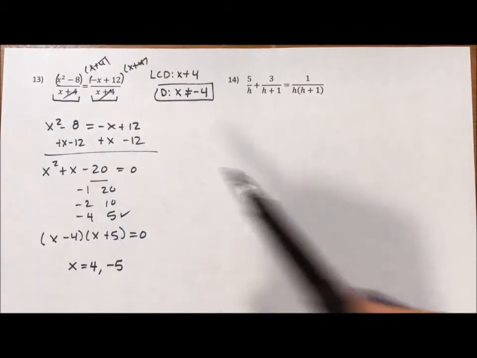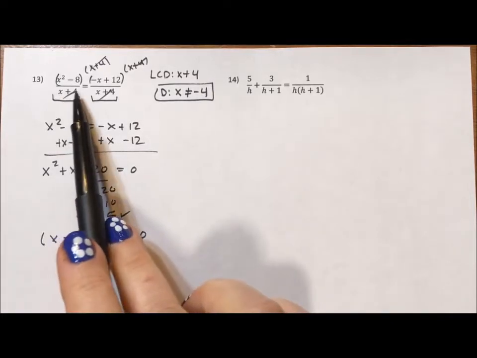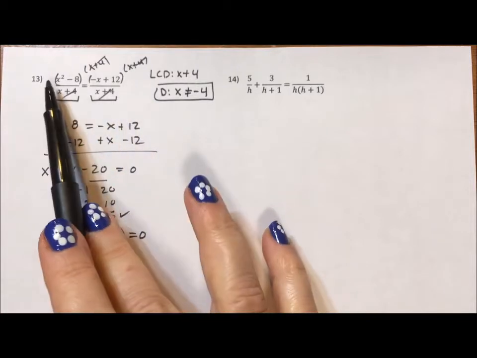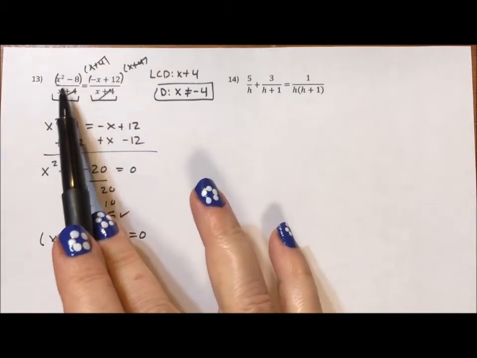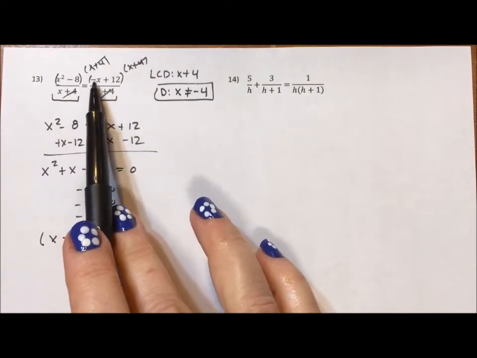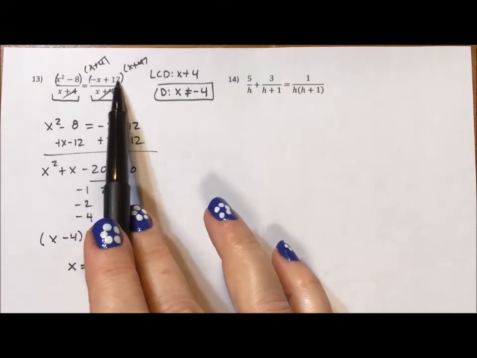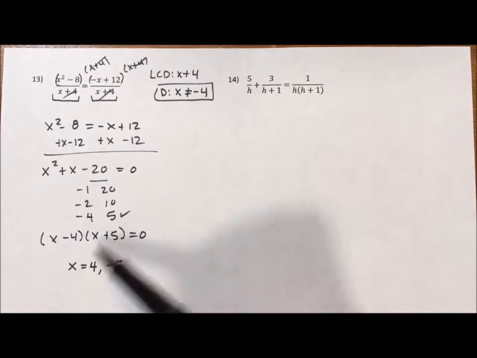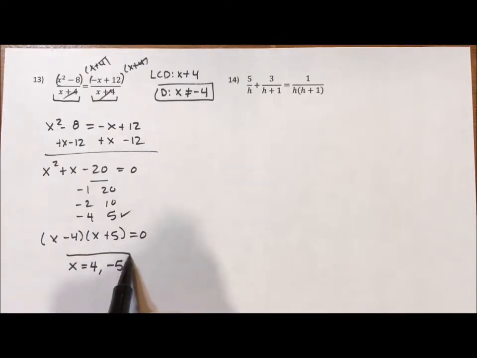They both work. We could plug 4 back in here. 4 plus 4 is 8. We'd have to do the top two. I highly suggest you do this. Let's see, 16 minus 8 is 8. 8 over 8 is 1. Negative 4 plus 12 is 8. 4 plus 4 is 8. 8 over 8 is 1. It works. We could go through and check the 5 as well. We have two solutions, and they're both perfectly acceptable.